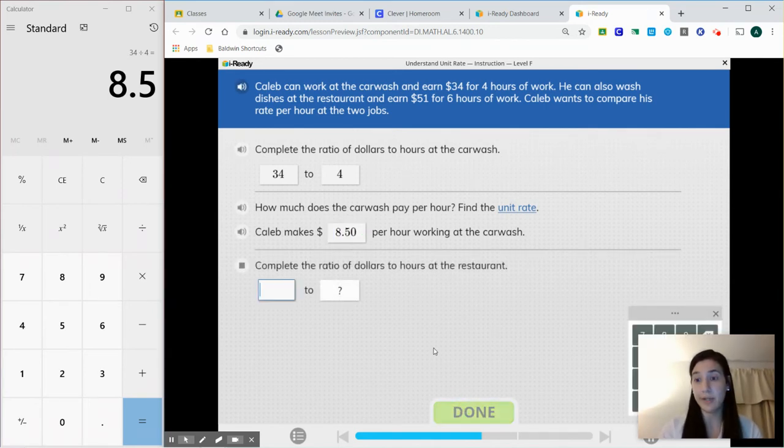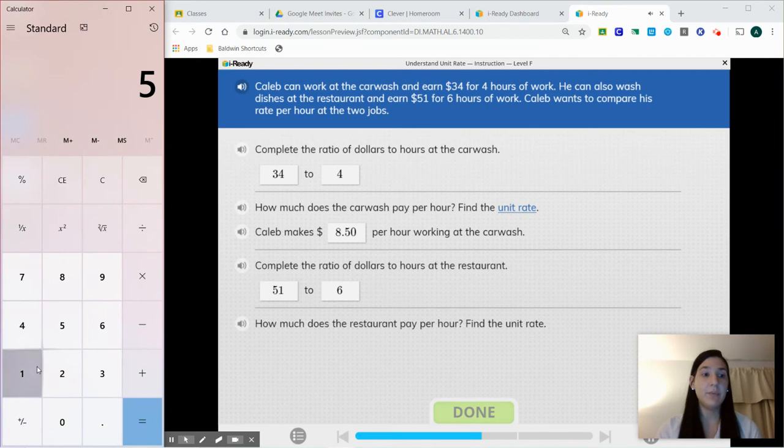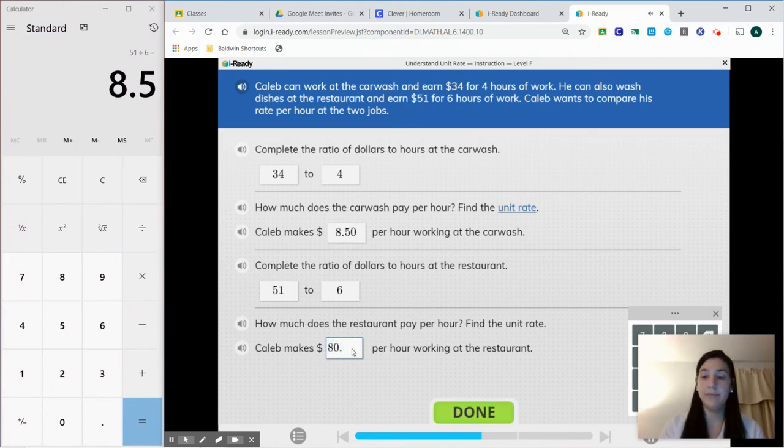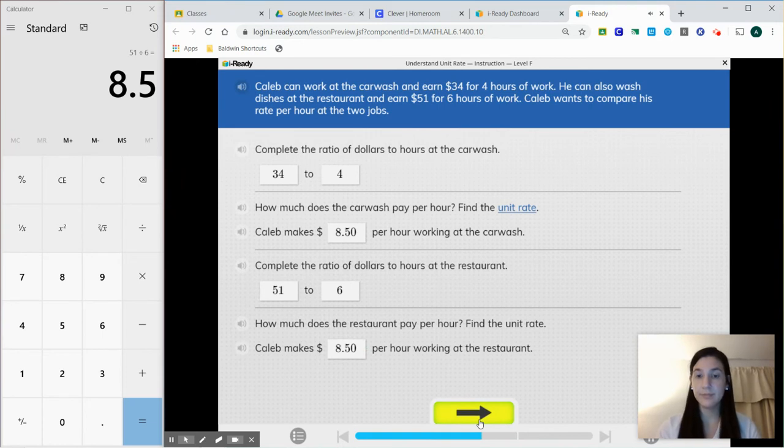Now you have to do the other scenario. Complete the ratio of dollars to hours at the restaurant. So here at the restaurant, it says he earns $51 for 6 hours. So now we're going to divide 51 by 6. How much does the restaurant pay per hour? To find the unit rate, we got the same answer, $8.50. Both jobs pay $8.50 per hour. The ratios are equivalent because the unit rates are the same. So it doesn't matter which job he works, he's going to make the same amount of money either way. Let's look at another one.